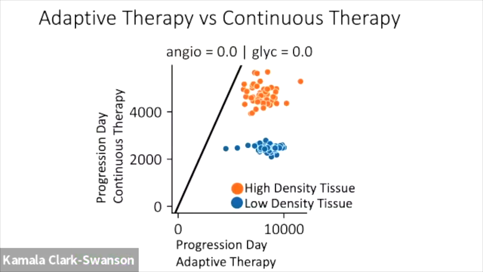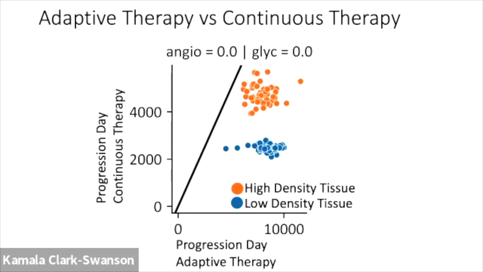And so the way I was looking at this was to compare continuous to adaptive therapy across a variety of different conditions. This is showing one example of what that looks like. I'm running pairs of adaptive and continuous simulations, and then plotting each pair as a point in this two-dimensional space. The x-axis shows how long it took for adaptive therapy to progress, and the y-axis is how long it took for progression under continuous therapy.